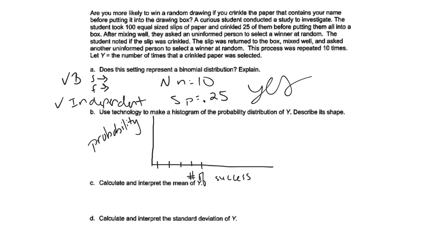4, 5, 6, 7, 8, 9, 10. Okay, my probability distribution. Let's return to the box. Mix well. So I'm going to calculate this using that formula. I have 10 trials, I pull out 0 crinkled pieces of paper, and my probability of success is 0.25. I did that 10 times, and I get a value of, I don't remember off the top of my head, about 0.056.